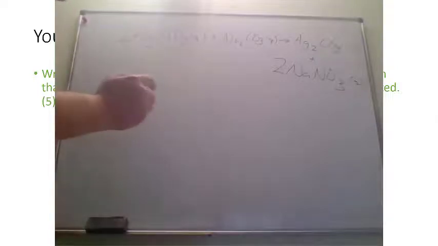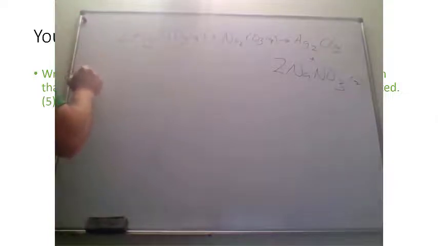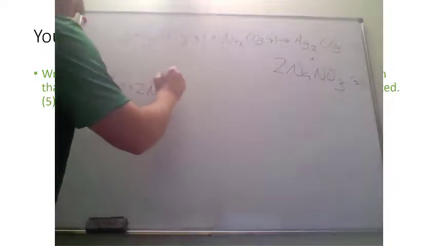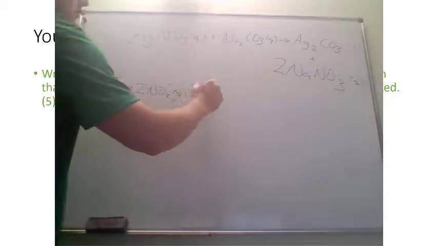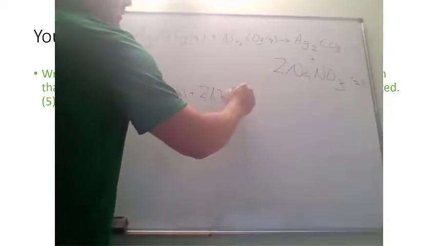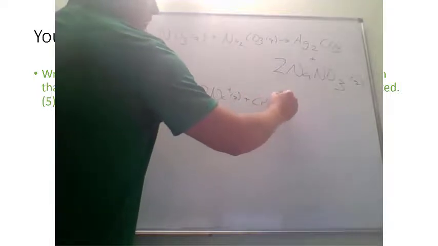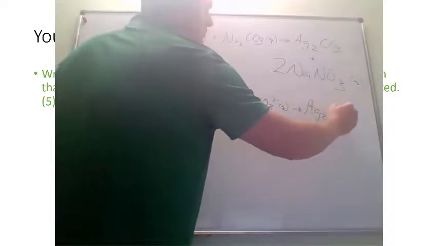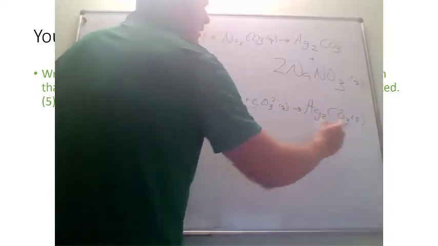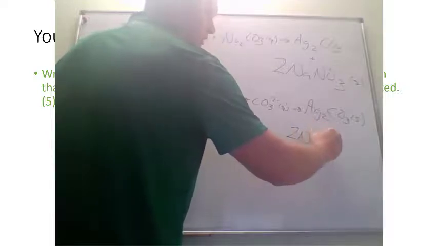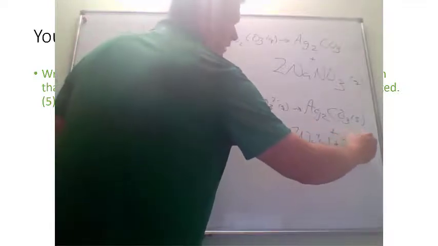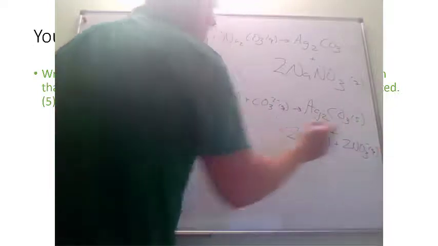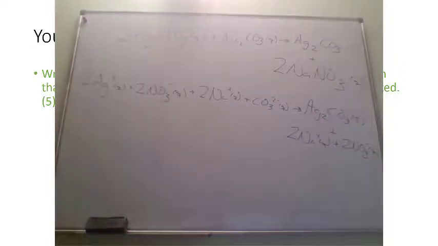Next, our total ionic equation would be split apart: 2 Ag plus aqueous plus 2 nitrate aqueous plus 2 sodium aqueous plus carbonate aqueous, yielding, we keep our solid species together, Ag2CO3 solid plus 2 Na plus aqueous plus 2 NO3 minus aqueous. All right, so that's our answer for our total ionic equation.